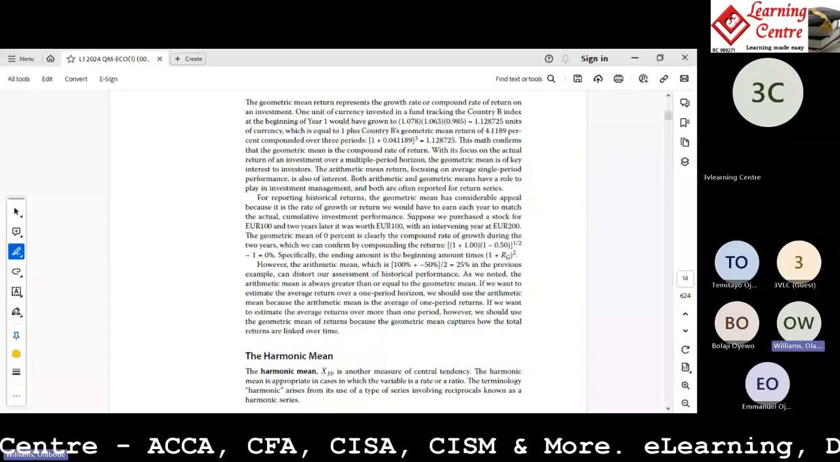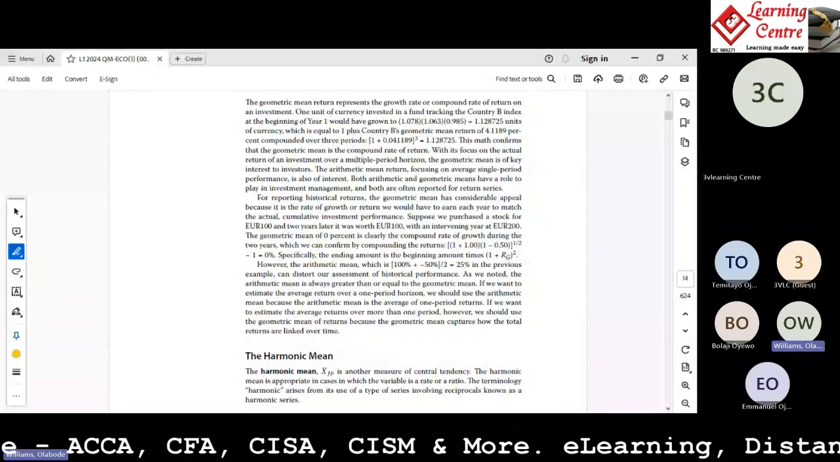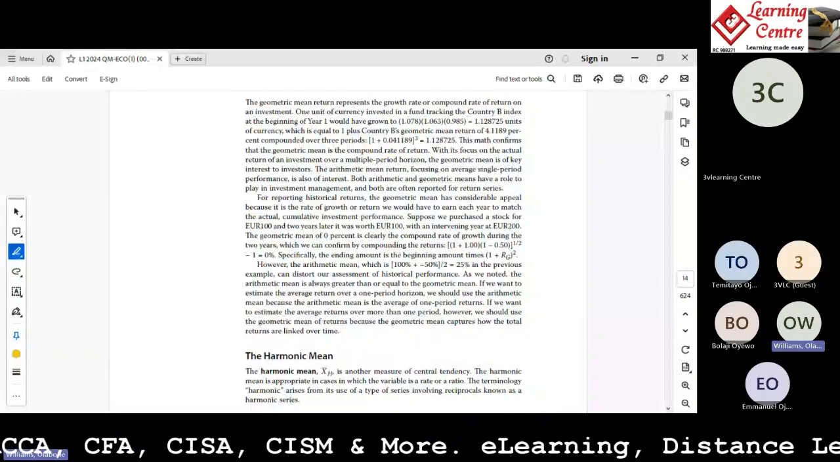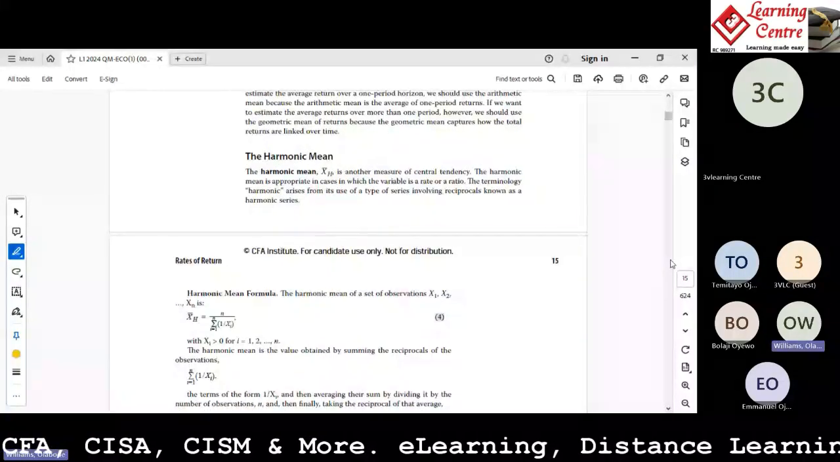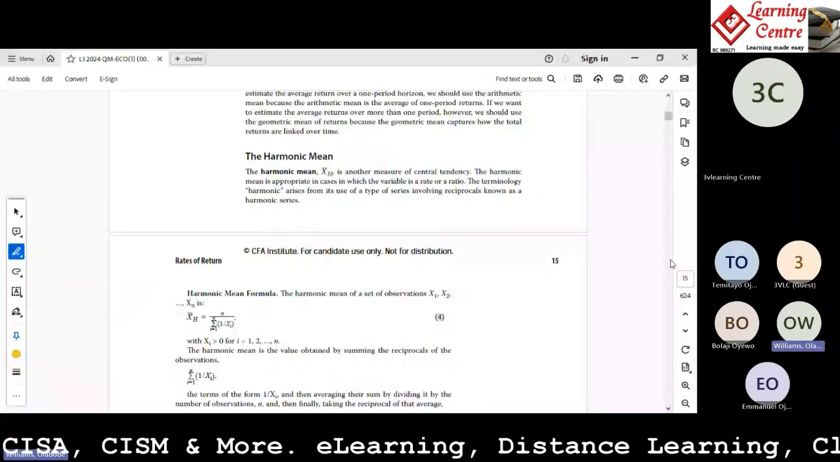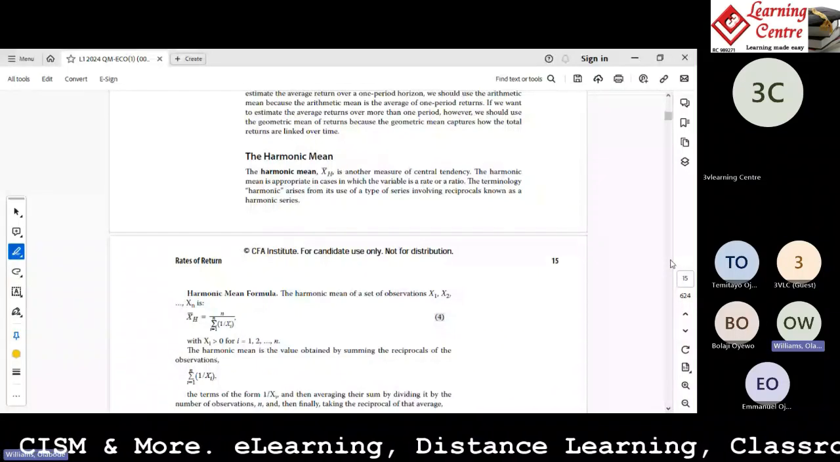So today we'll start by looking at the harmonic mean, which is the third of the major mean calculations that we need to deal with in this module.